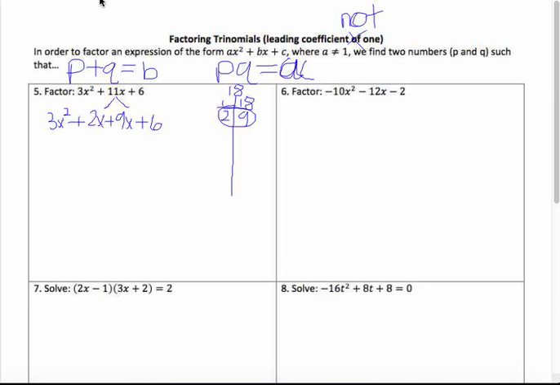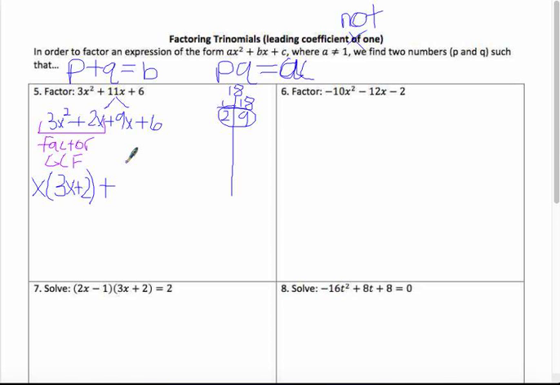Now I'm going to look at my first pair of terms, 3x squared plus 2x. And I'm going to factor out the GCF, greatest common factor. And here, the greatest common factor of 3x squared plus 2x would just be x. So I have x times 3x plus 2 plus, this plus sign here is important.